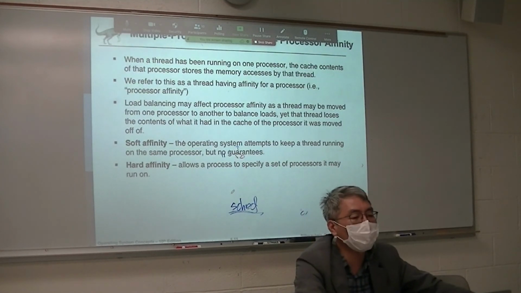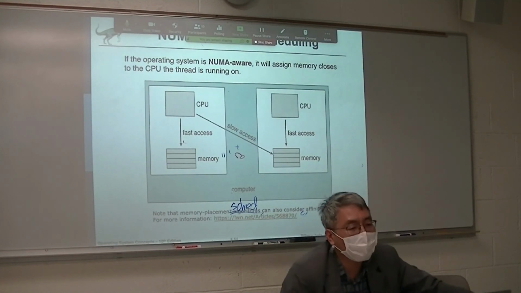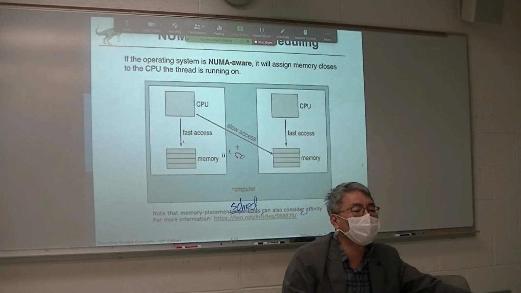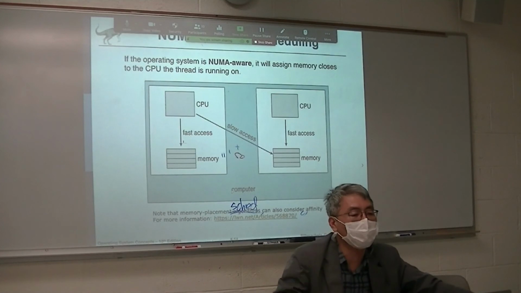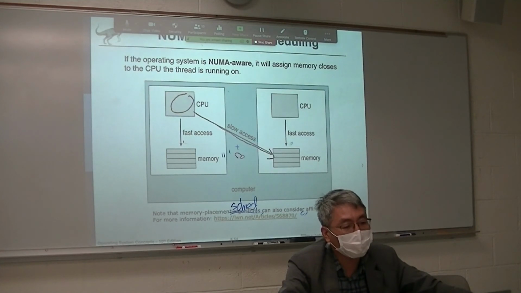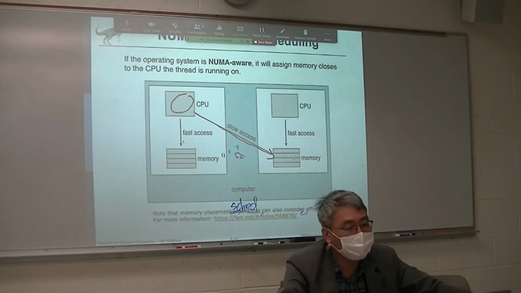That is the soft affinity. To address that, there's a new architecture. It's not new architecture. IBM provided a NUMA architecture, non-uniform memory access. It means that a CPU can access memory, and this time memory means cache, L1 cache and L2 cache.